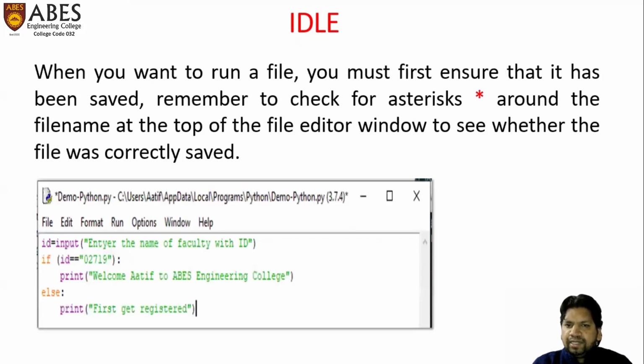When you want to run a file, you must first ensure that it has been saved. It should be saved, and you can check by the asterisk around the file name at the top of the file editor window to see whether the file is saved or not. You can simply write the program.